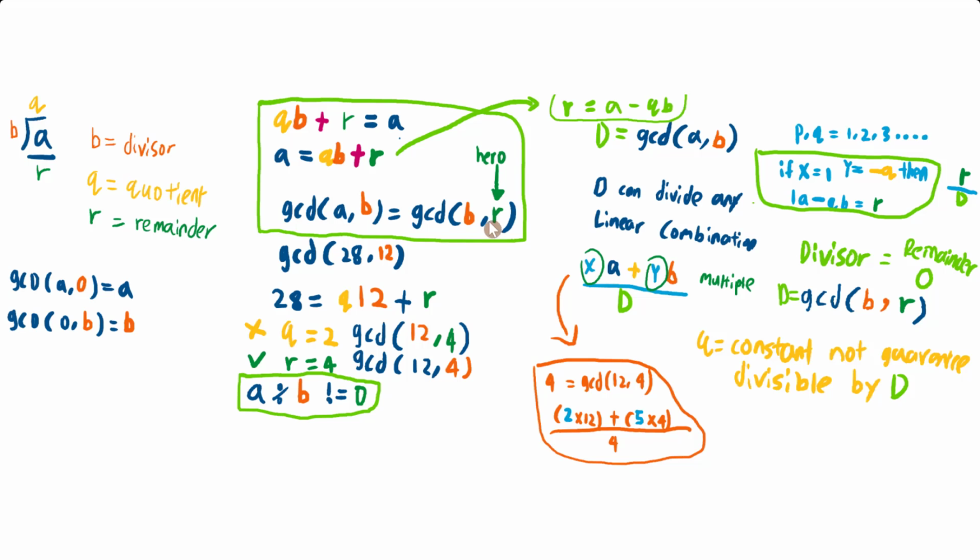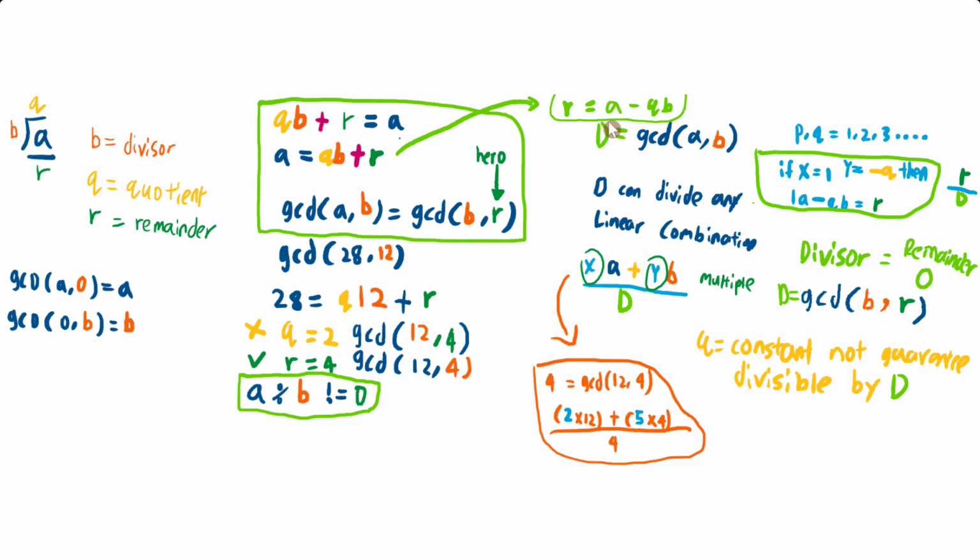So to prove this, how do we know GCD of A and B is equal to GCD of B and R? For the proof, we can rewrite this equation as R is equal to A minus QB. Let's represent D as the GCD, greatest common divisor, of A and B. That means A can be divided by D and B can be divided by D also. So that also means any linear combination can be divided by D.